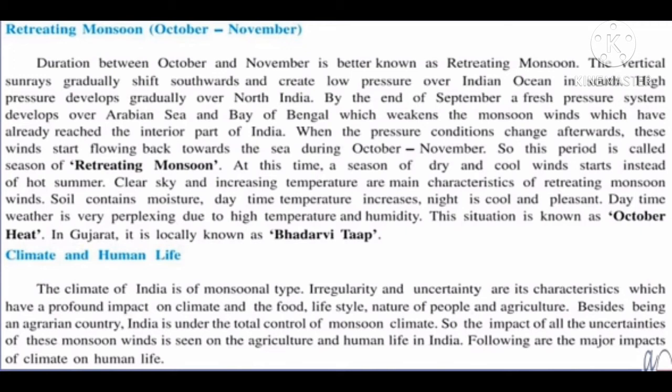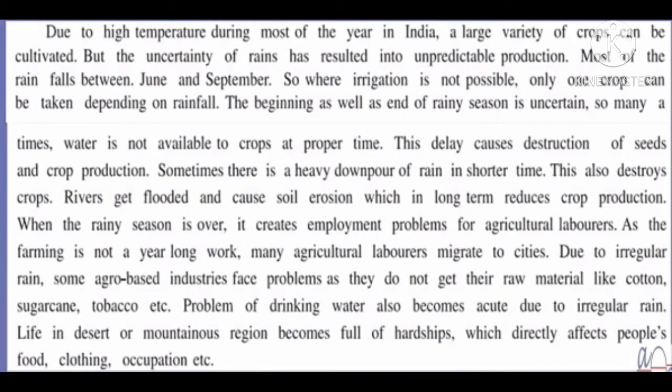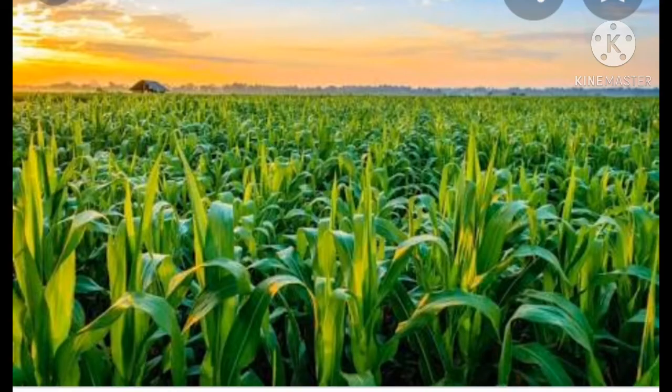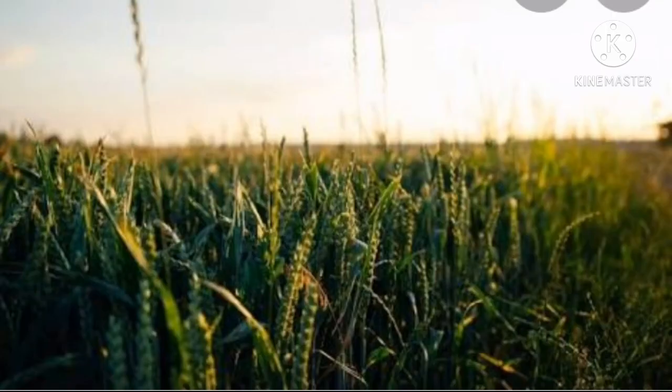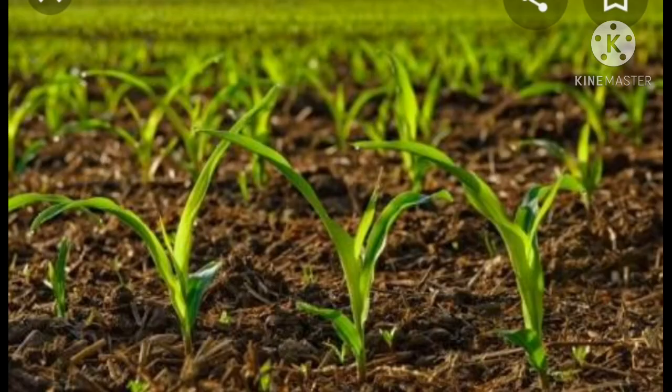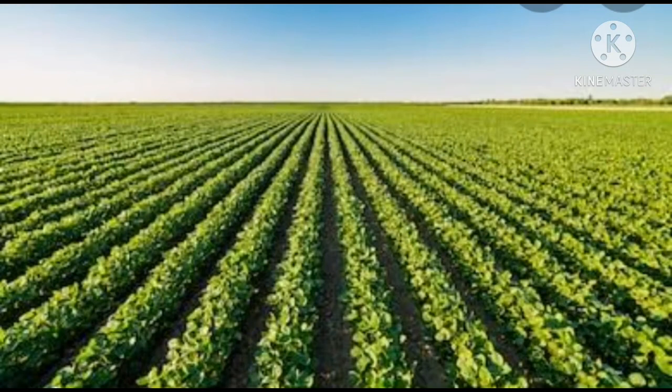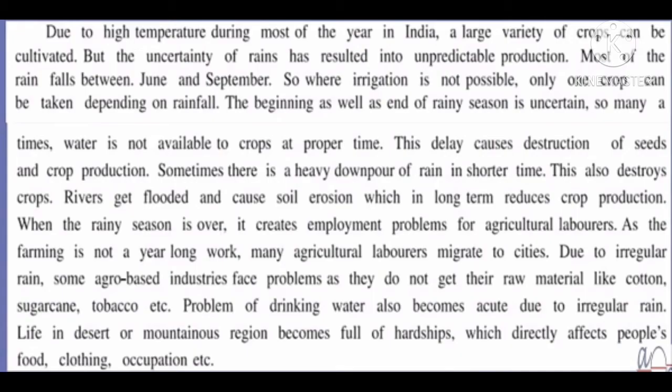Now, see the impact of climate. Due to high temperature during most of the year in India, a large variety of crops can be cultivated. But the uncertainty of rains has resulted in unpredictable production. As rains are not certain, we do not know that we are going to have rain in particular months. So, what happens here? We are not having the production predictable. We don't know what kind of production we are going to have.